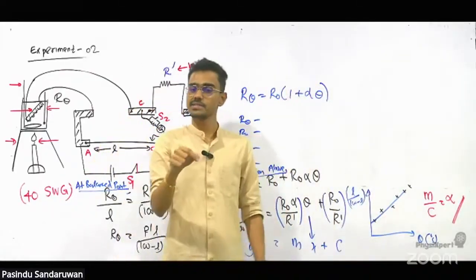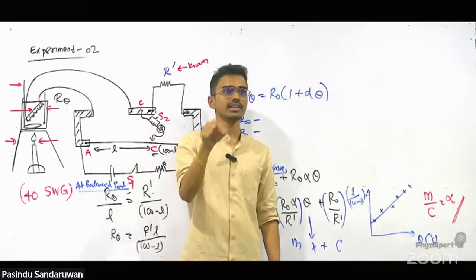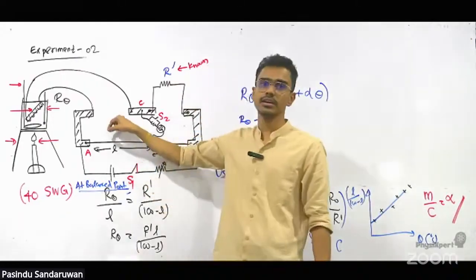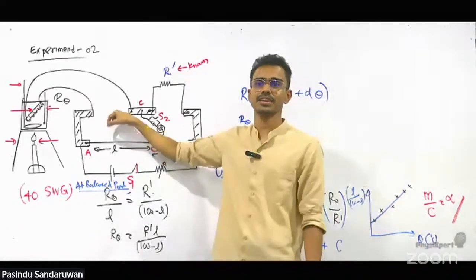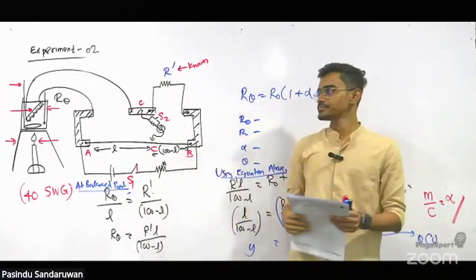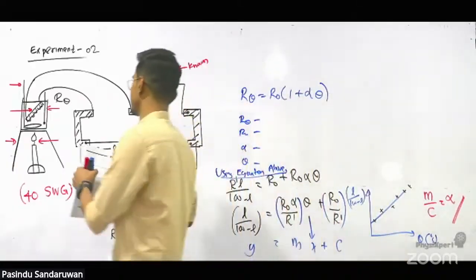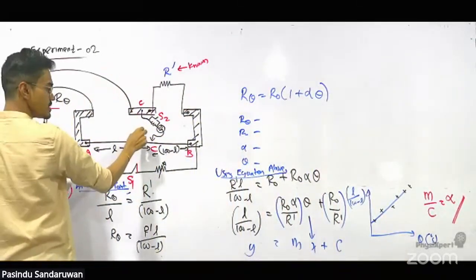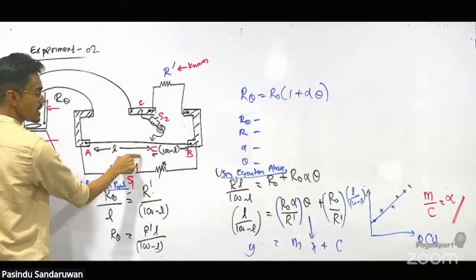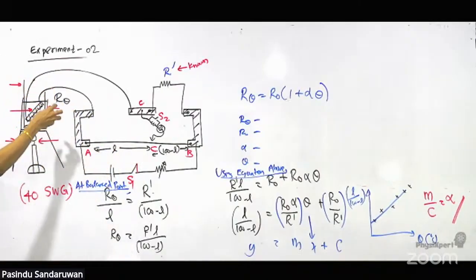Close to the balance point, only a small current flows. Then you have to find that balance point, and at the balance point, take the reading of the balance length, and from the thermometer, take the temperature reading.